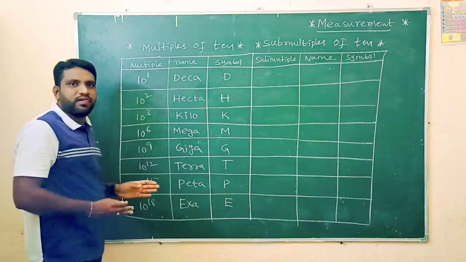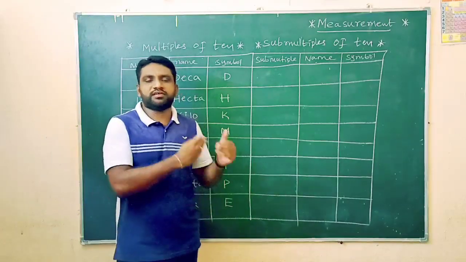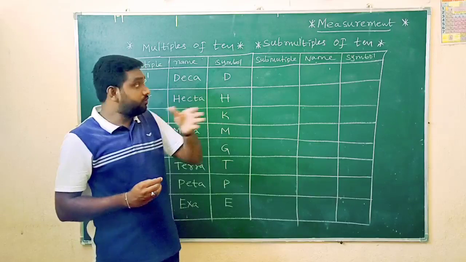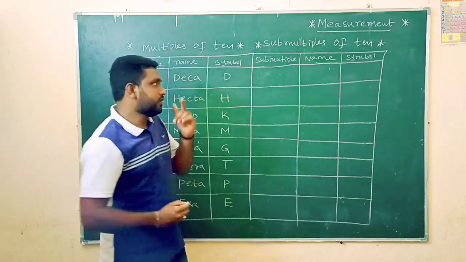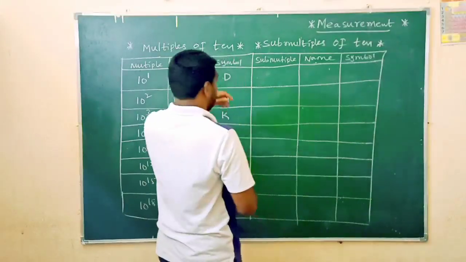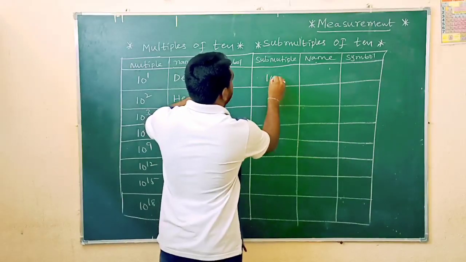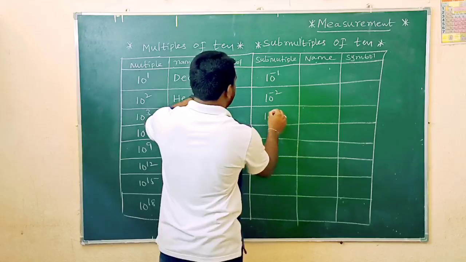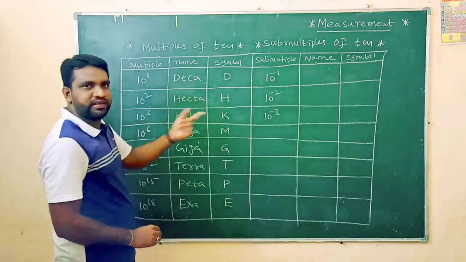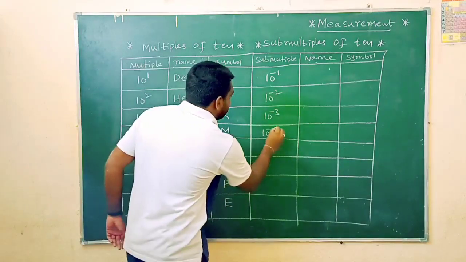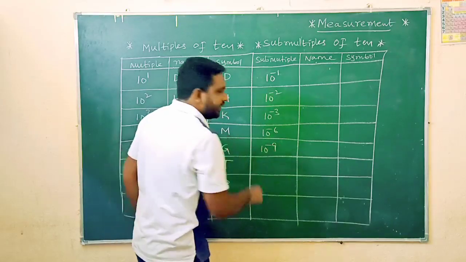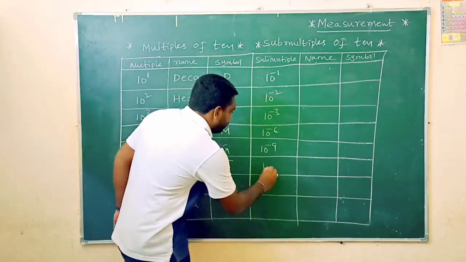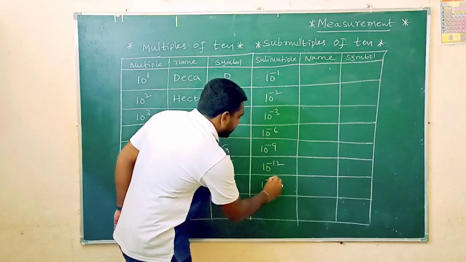So these are all multiples of 10 and their symbols. Now let's see what the submultiples are. First, 10 to the power of minus 1, 10 to the power of minus 2. Similar to this one, we have 10 to the power of minus 3, like that. Then 10 to the power of minus 6, afterwards 10 to the power of minus 9, 10 to the power of minus 12, 10 to the power of minus 15.